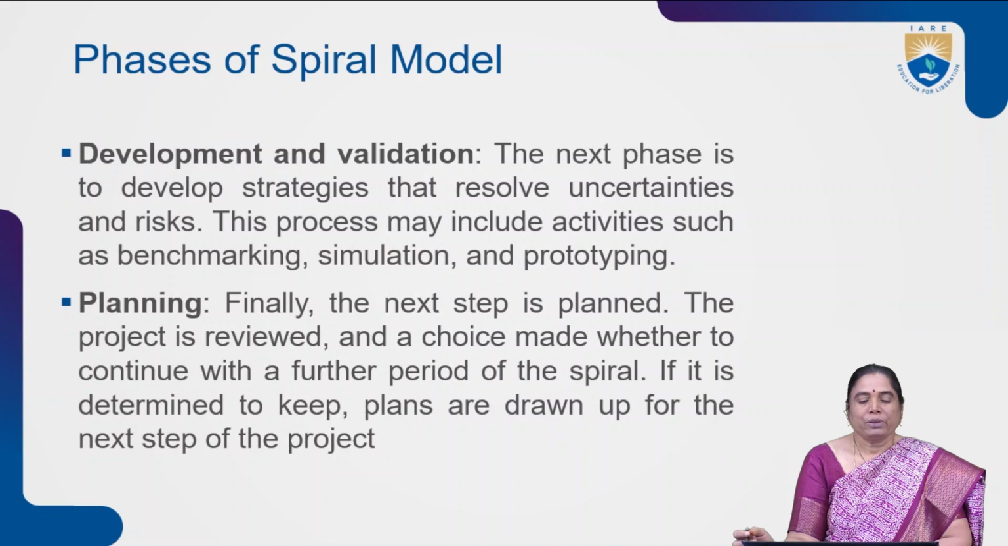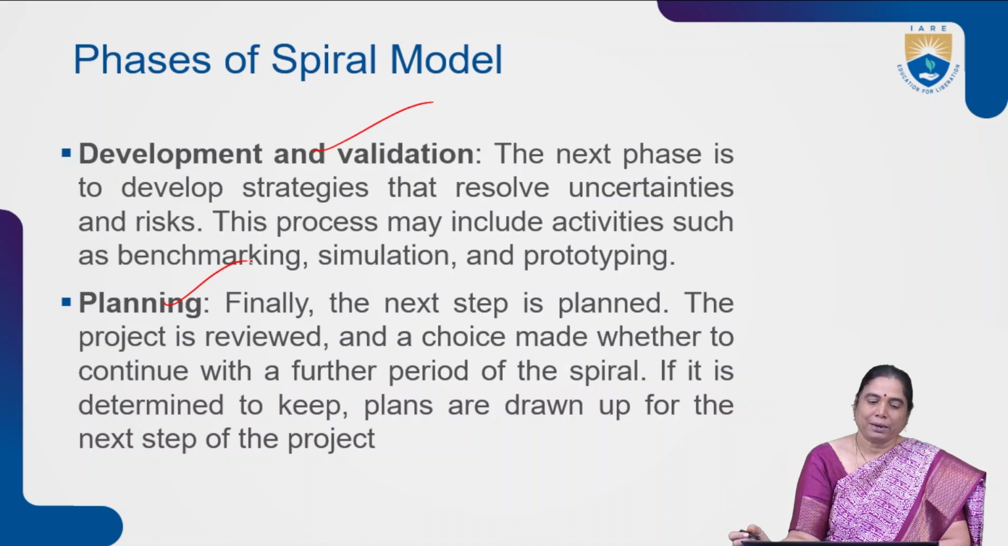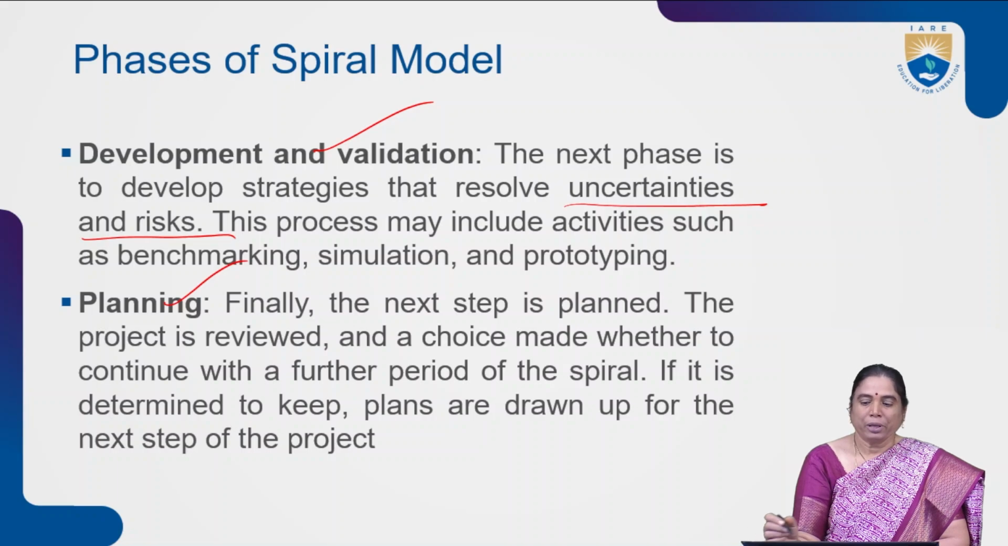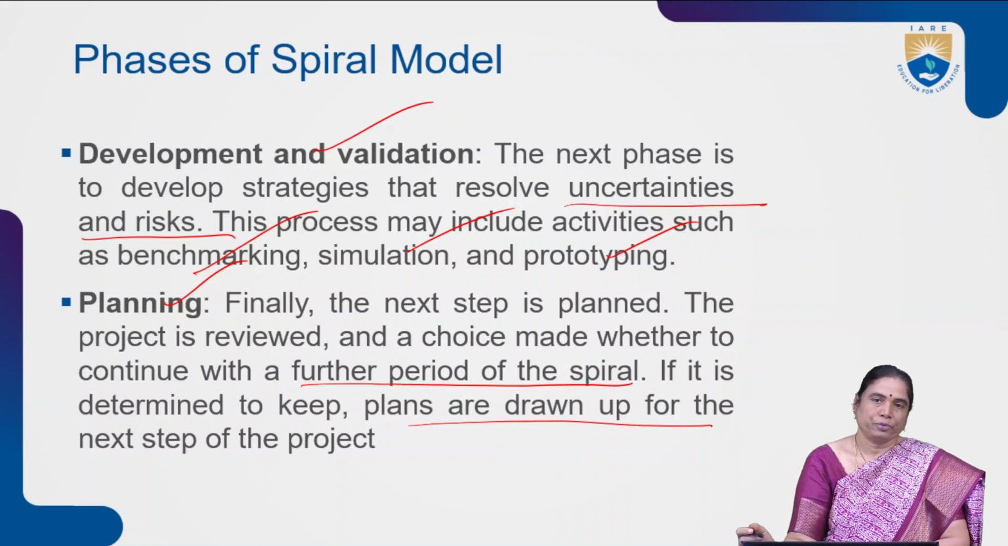The other two phases of the spiral model are development and validation, and planning. Development and validation is majorly used to resolve uncertainties and risk. This process may include activities such as benchmarking, simulation and prototyping. Planning is the final stage. In this, the project is reviewed, and a choice is made whether to continue with a further period of the spiral. If it is determined to continue, plans are drawn up for the next step of the project.